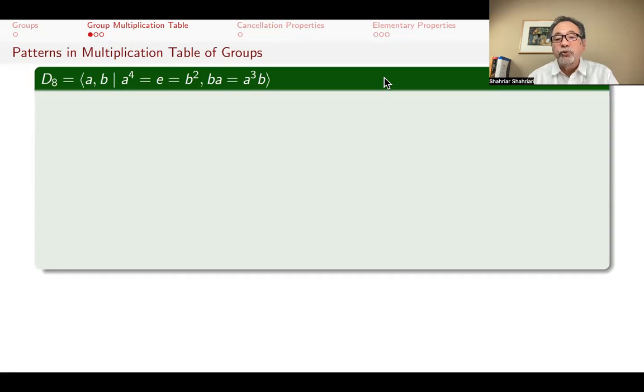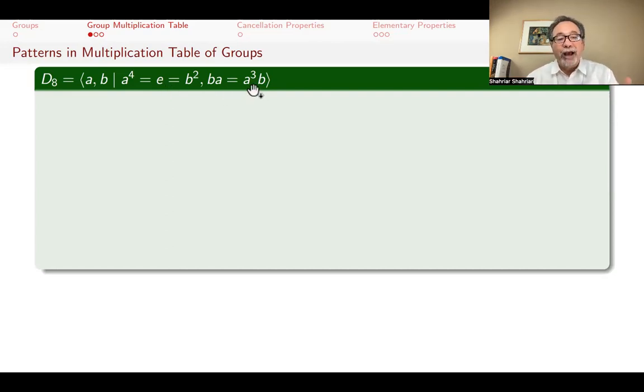I will start with the group D8, the dihedral group of order 8, the symmetries of a square. I have a whole video on D8 with a lot of detail, but all you need to know here is that D8 is a group that's generated by two elements, A and B. A is the 90-degree rotation, and B is a horizontal reflection about an axis that goes through the middle horizontally. We have the relations that a to the fourth is e. If you rotate 4 times, you get back where you started. B squared is e. If you reflect twice, you're back where you started. And BA is the same as a cubed B.